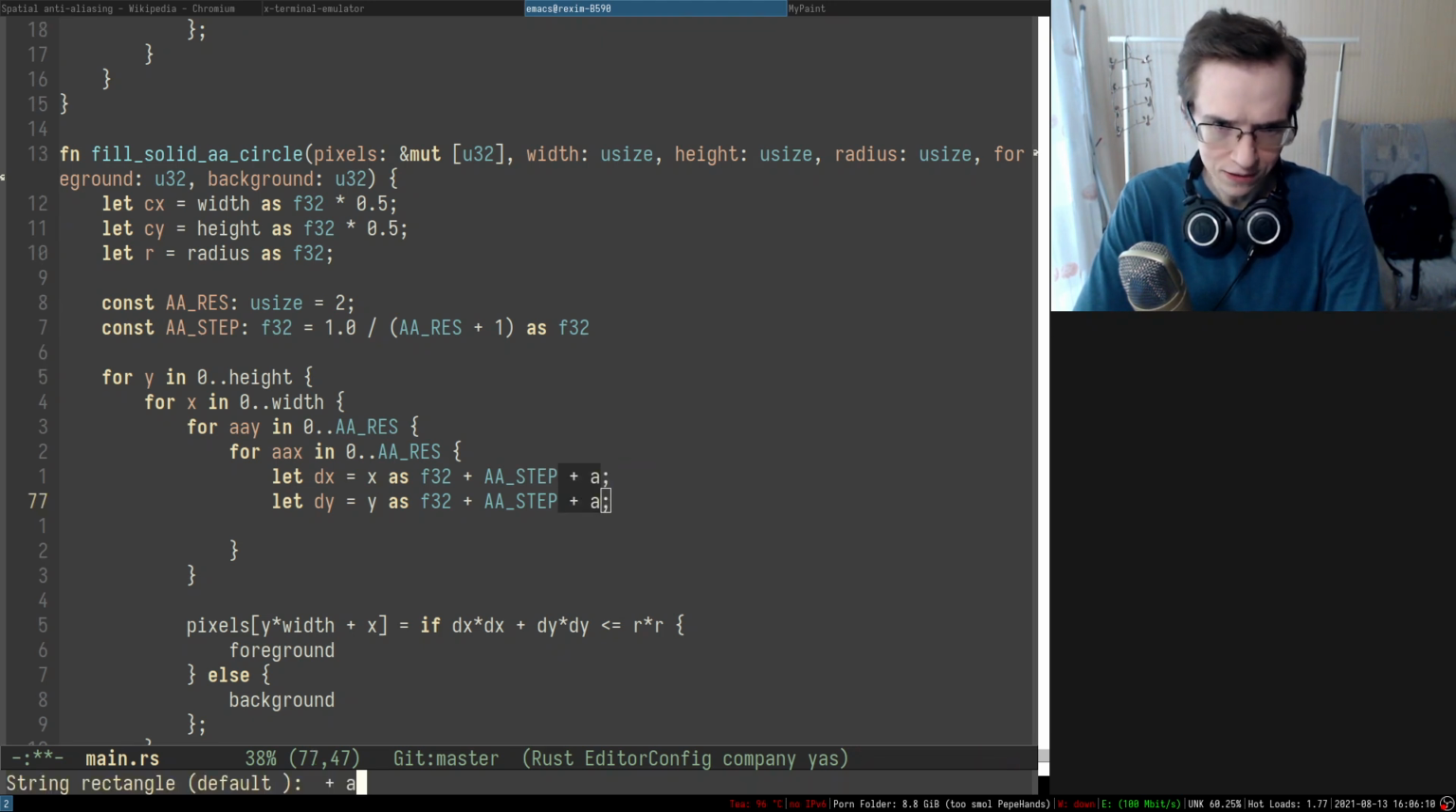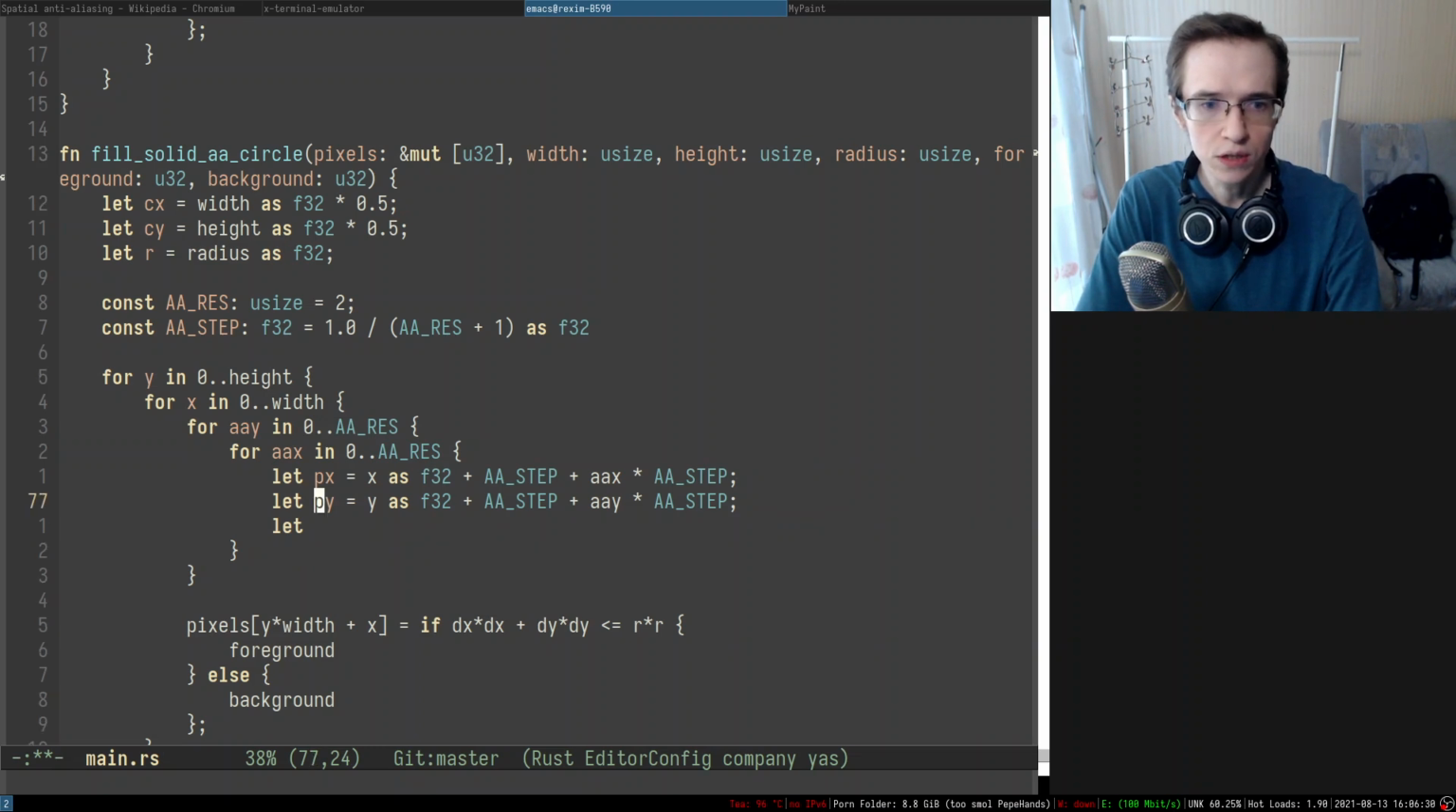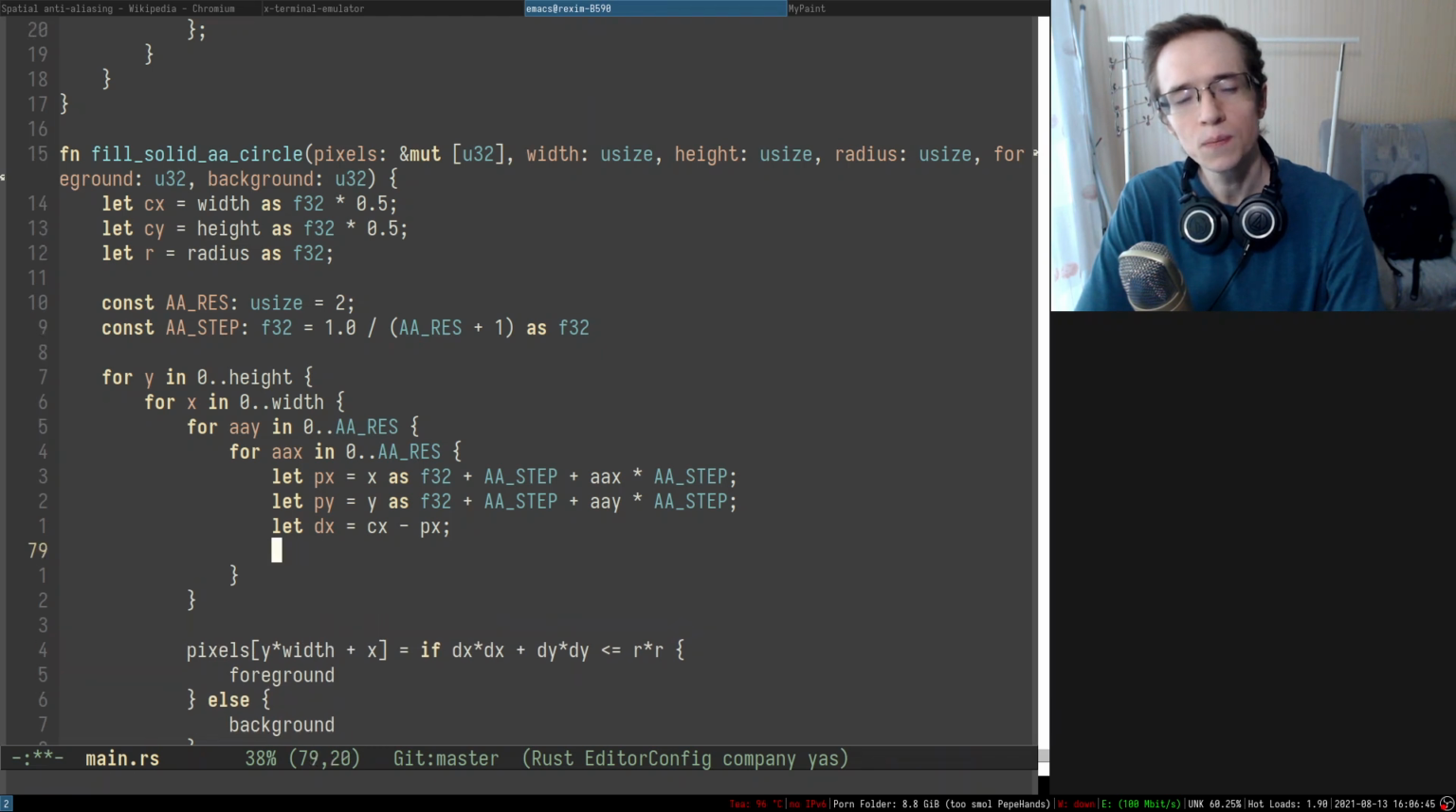After that, we have to add AA X or Y multiplied by this step. And that gives us the coordinate of the probe. So maybe we're going to rename it to px, py to indicate that it's a probe. Now we can calculate the distance between that probe and the center of this circle. So it's going to be dx, cx minus px, and also dy, cy minus py.